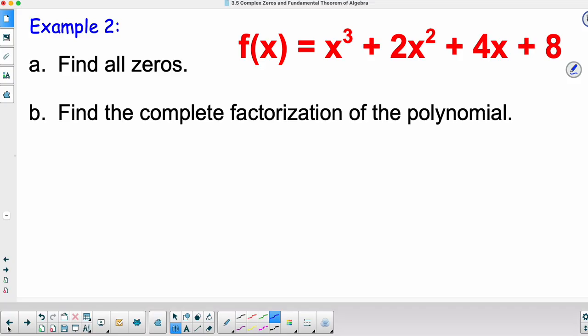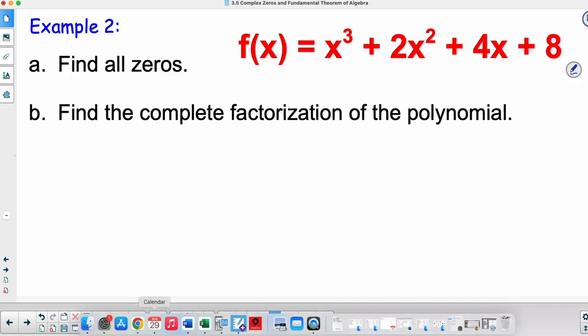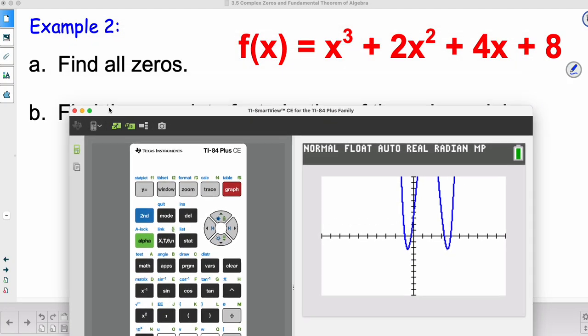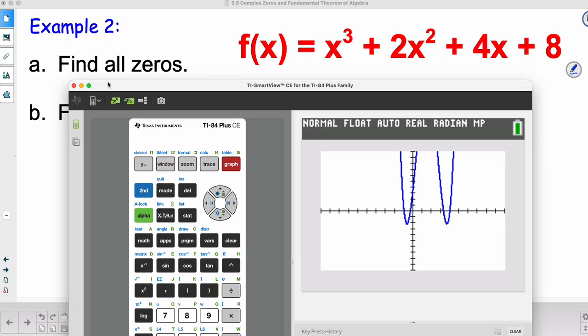What did we do yesterday to find my real zeros? We graphed it. So if you have a graphing device, do it. You can watch me do it. Take a moment and graph this: x cubed plus 2x squared plus 4x plus 8. Take your graphing device and see if you can graph it.